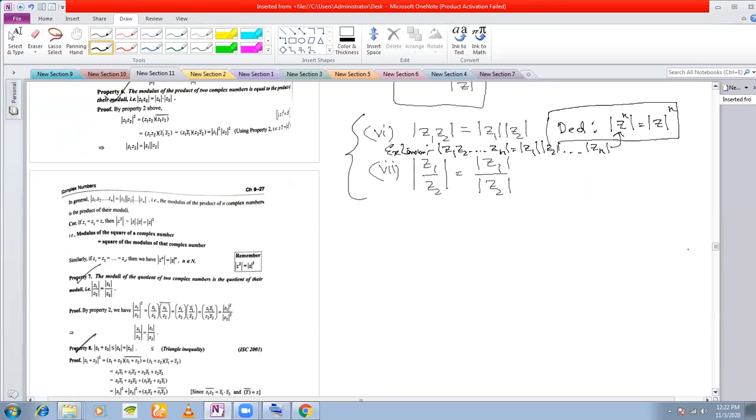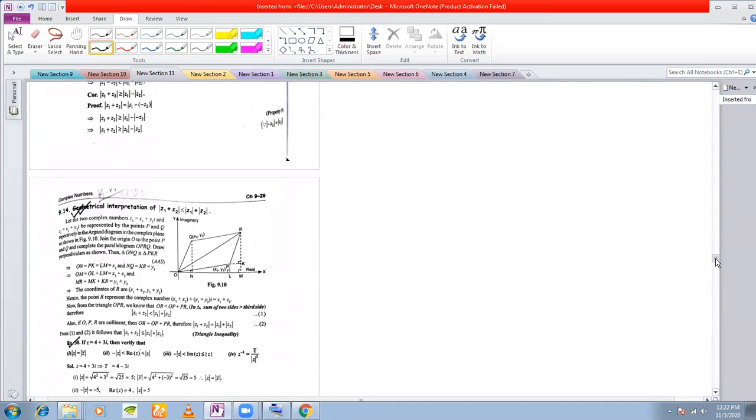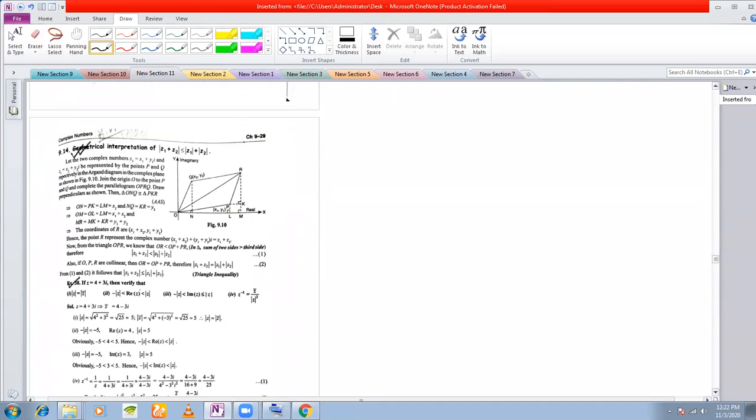So please go through the properties. Next day I will work out some of the sums. Triangle inequality, please do not go through this one. This is no longer included in the syllabus.